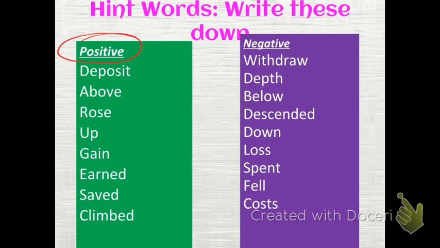Okay, now for the negative words, we have withdraw, depth, below, descended, down, loss, spent, as in spent money, fell, and costs. All of those words indicate that we have a negative integer. Withdraw, depth, below, descended, down, loss, spent, fell, and costs.